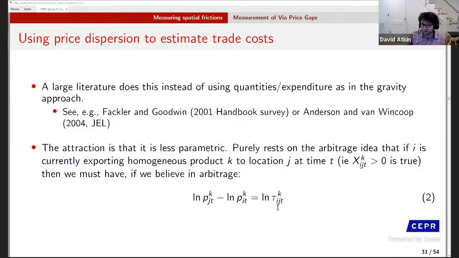If the price gap was larger, then people would come in and compete away that price gap until it equals the trade cost, where this trade cost is a very expansive definition, including the cost of time of all the traders, etc. Okay, so if we're willing to buy that arbitrage assumption, which is a simple one and a single assumption, then we can potentially just back out these trade costs from price gaps.